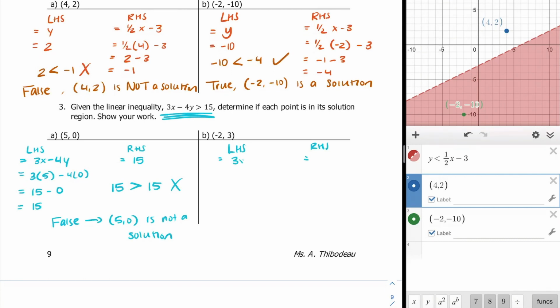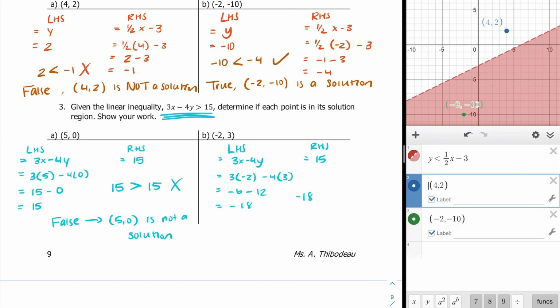So let's try this one here. So we have our left-hand side and our right-hand side. Our left-hand side, again, is the same. It's 3x minus 4y. Our right-hand side is our 15. With my left-hand side, this time I'm plugging in a new point. So a negative 2 every time I see an x, and a 3 every single time I see a y. And here I have 3 times negative 2, minus 4 times positive 3. Which gives me negative 6 minus 6. Oh, sorry, negative 6 minus 12, which gives me negative 18.